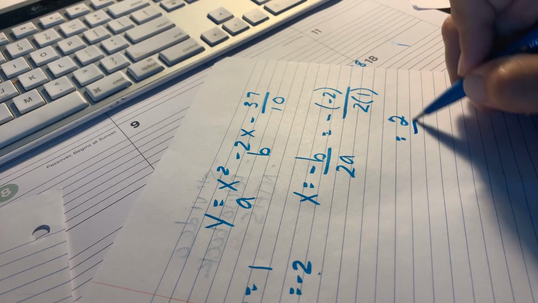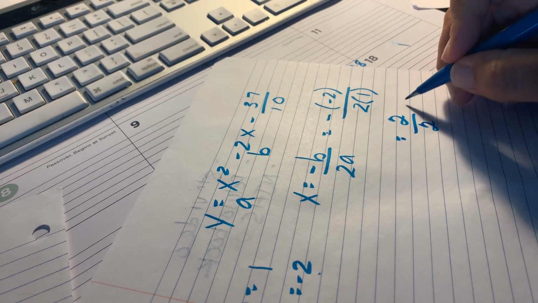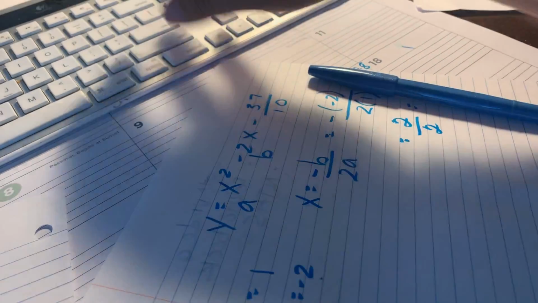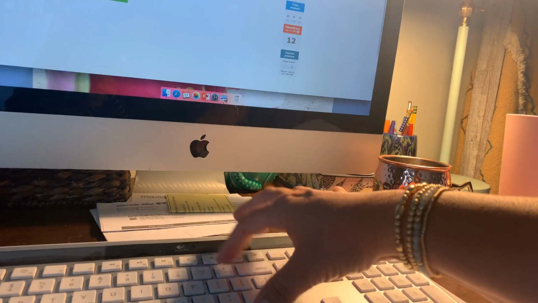Negative 2 makes that a positive 2. 2 times 1 is 2. 2 over 2, we can reduce it to 1. So I'm going to write x equals 1. Oops.